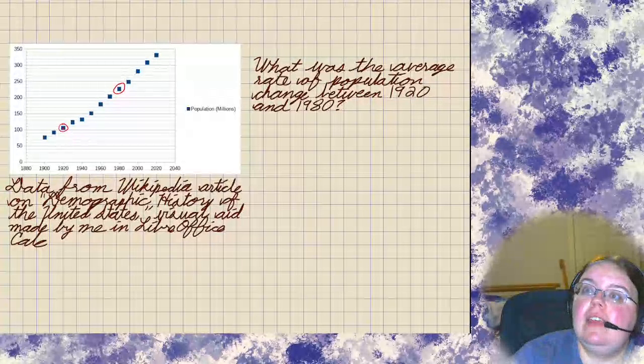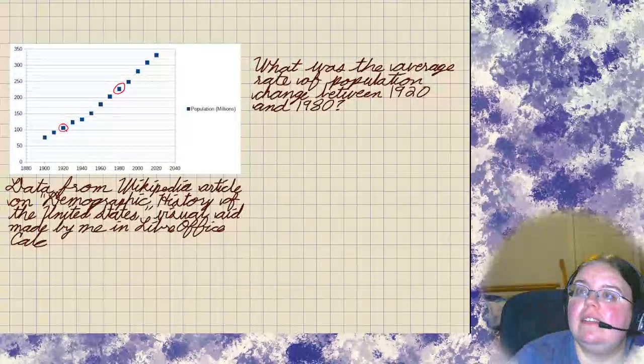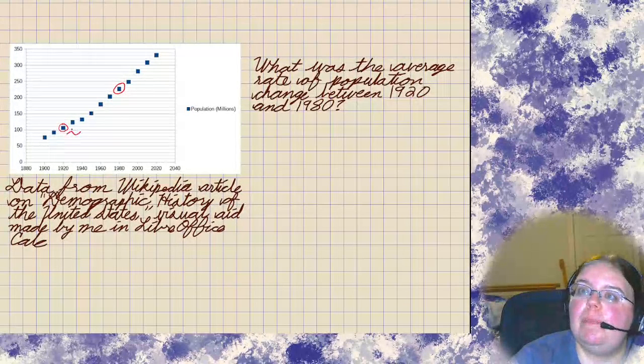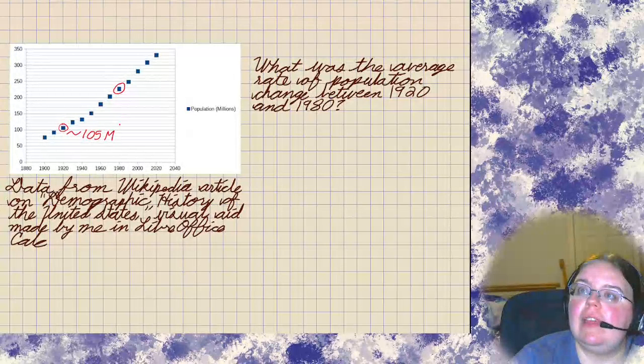So I see here that although it's between the lines, so it's a little hard to be exact, the population in 1920 was about, let's see, so that's 150, that's 100, so they're 50 apart, going up by tens. That's kind of in the middle, so that was about 105 million.